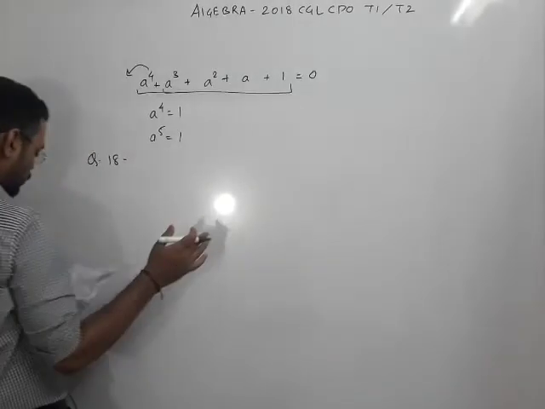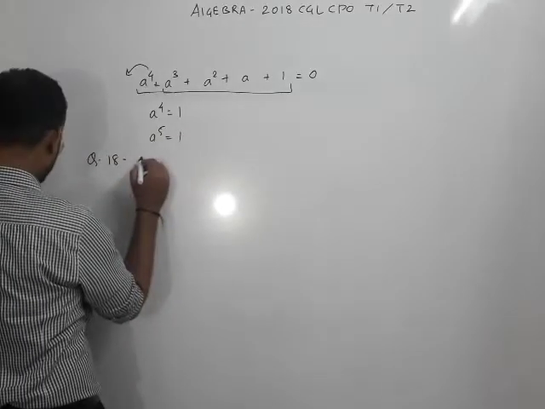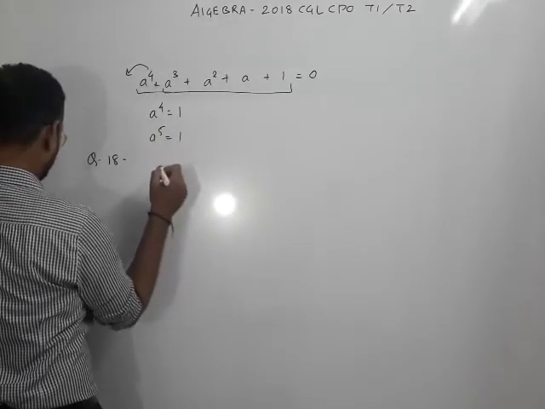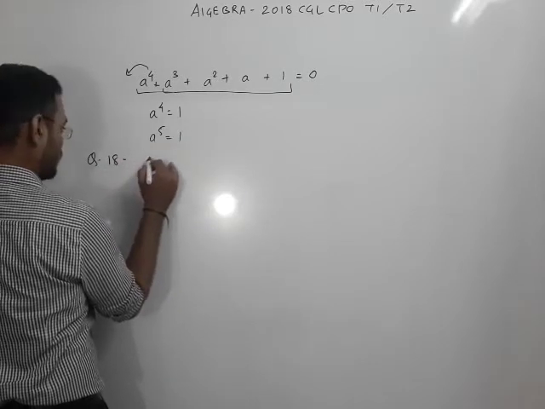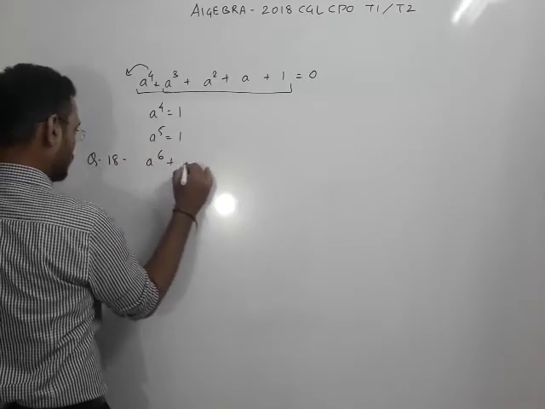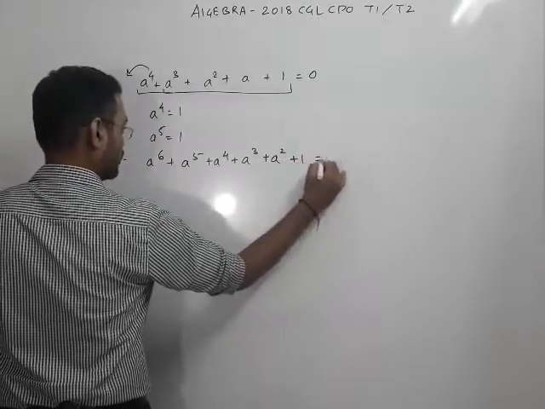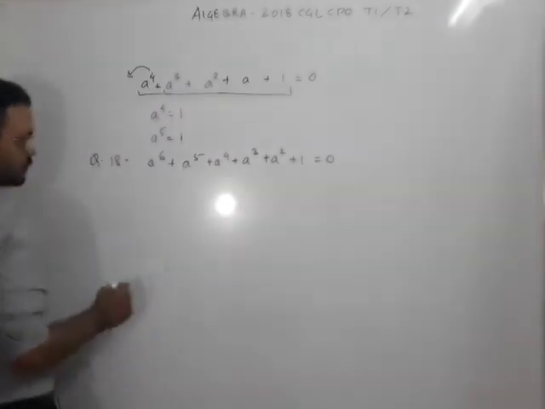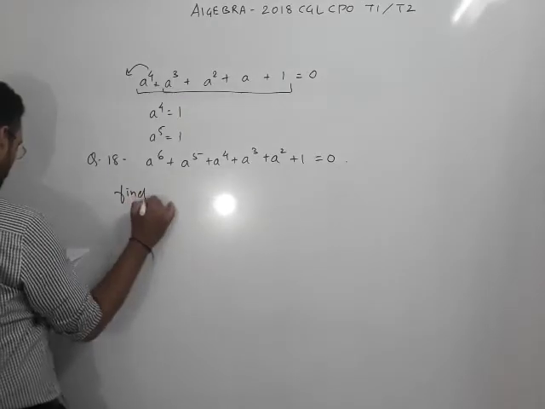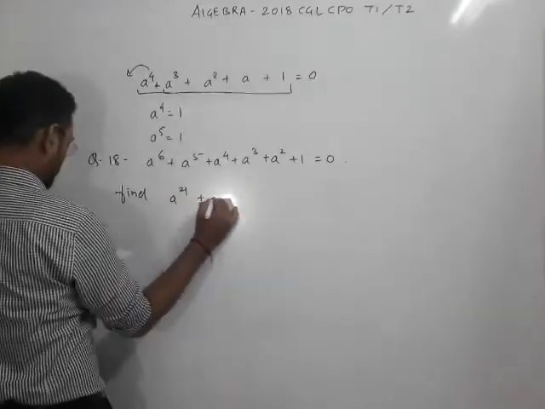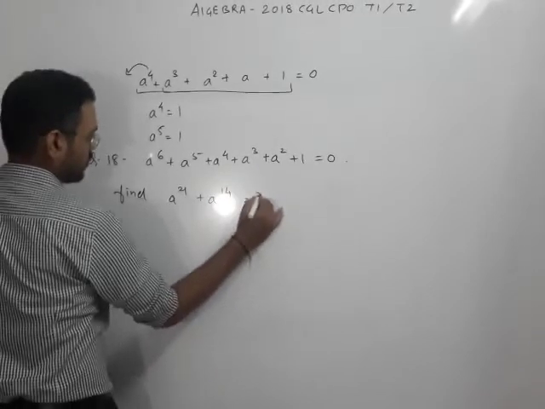So this is question number 18, you can mark. I have given the sequence of the questions, so overall it's a total of 35 to 38 questions. So what we did yesterday, of which the 18th question was not done, which is this one: a raised to 6 plus a raised to 5 plus a raised to 4 plus a cube plus a square plus 1 is given as 0. Find a raised to 21 plus a raised to 14.